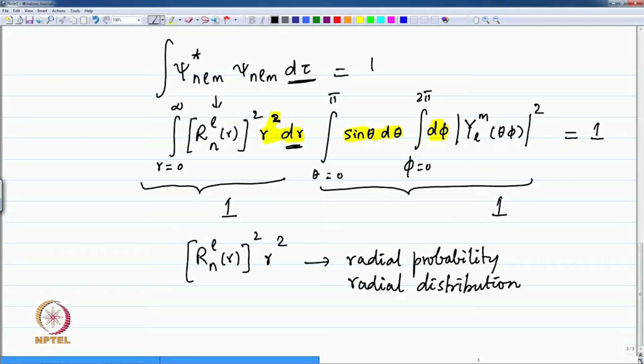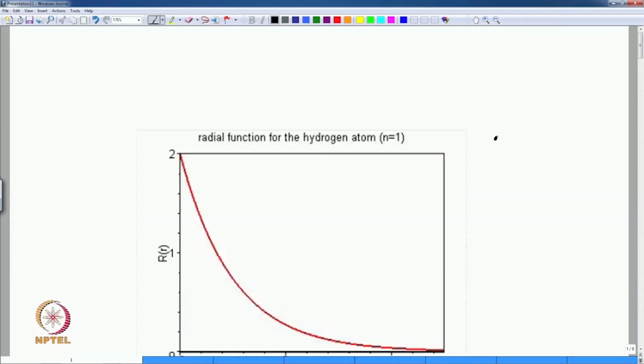Let us look at these functions in the pictorial form. The first one is like exponential minus r by a naught. This is n is 1, l is 0, and this is a straightforward exponential, the radial function, and the square of this function, if you write the normalization constant also, remember it is 2 by a naught to the 3 by 2.